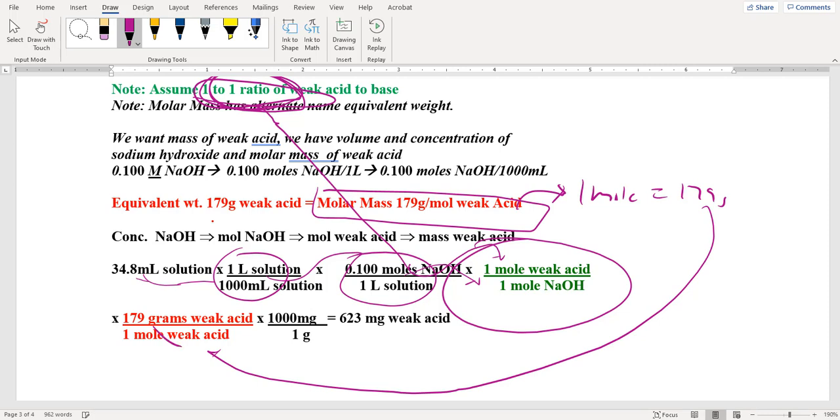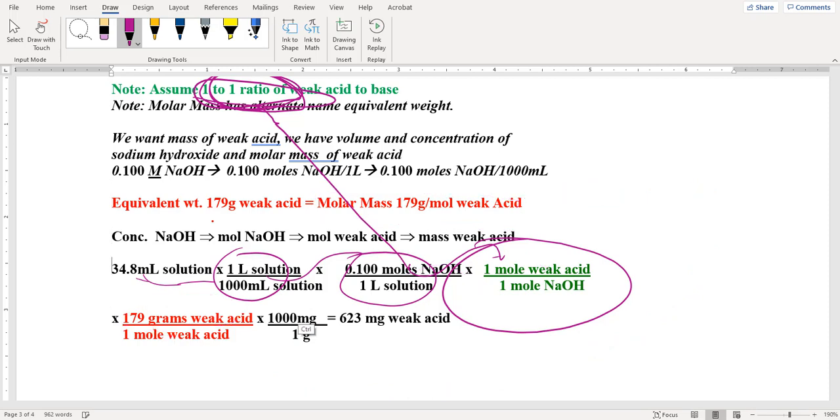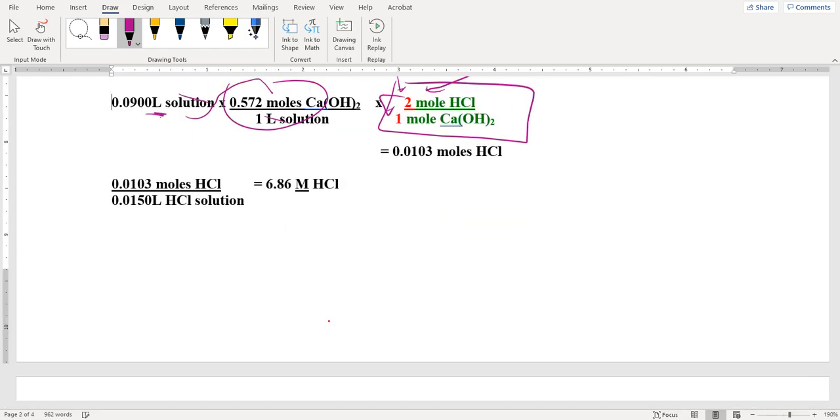Moles goes on bottom, so that way it cross cancels, and that leaves grams on top. Now, I could have ended it there and just said grams of weak acid, but I wanted to be super tricky and say milligrams. So I had to do one additional conversion. And then here is your final mass of your weak acid in milligrams.